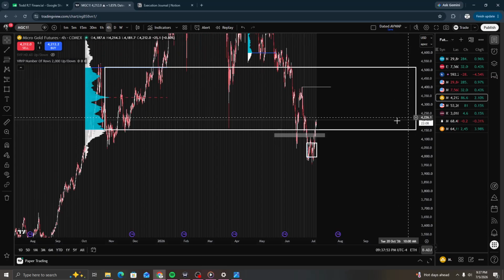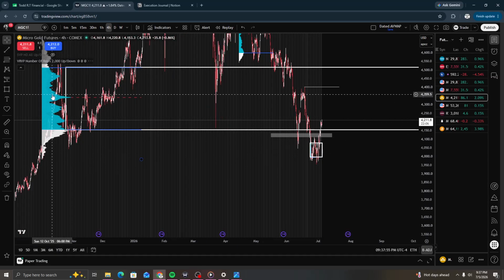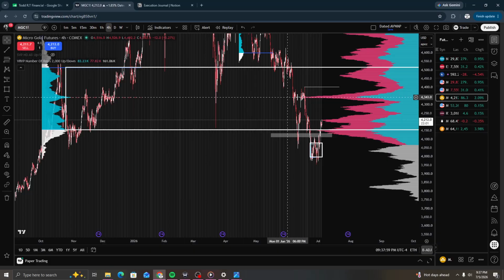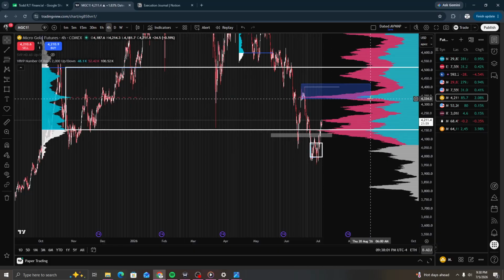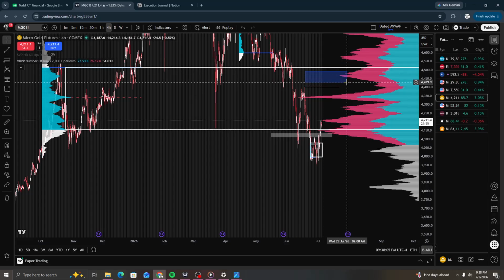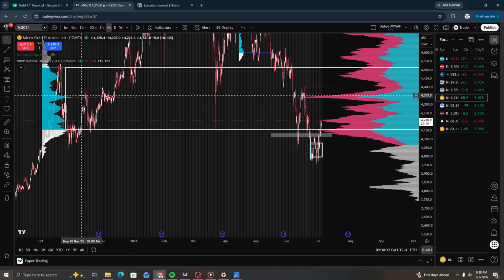Got to keep that mindset. Okay. So what I'm doing now is I'm looking for any kind of low volume node. Point of control is another thing that I like. I am really bullish on gold for the next week and a half. I'm bullish on gold until we get up to here, really, up in this area. This is where you really want to start taking profit. Okay. I like the point of control here.